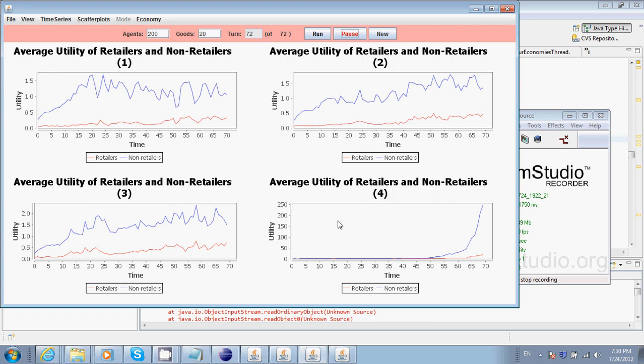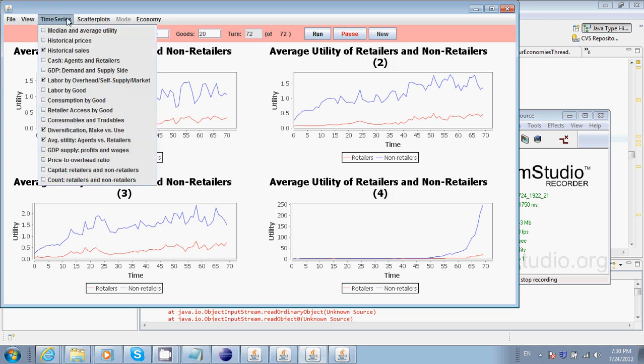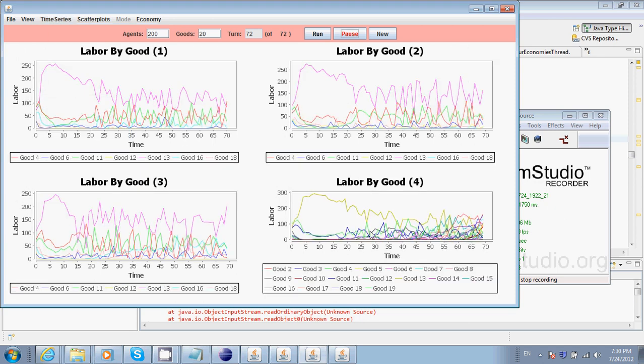So we can look at utility by agents and retailers. Notice the retailers are doing a lot worse in terms of utility. I'll come back to that. That's kind of a funny feature of this simulation, which occurs a lot. You can see how they're using their labor, their productive capacity. These guys have a lot more of it.